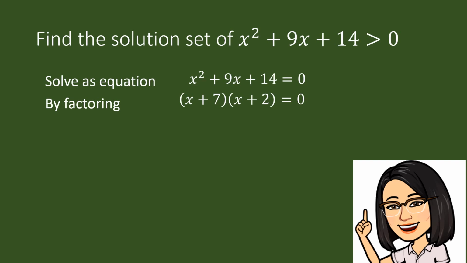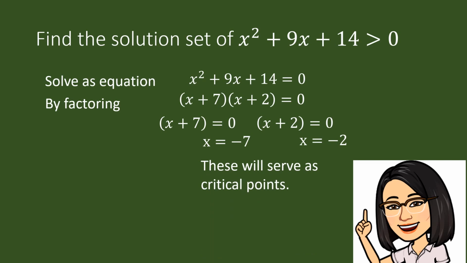Apply the zero product rule. x plus 7 is equal to 0 and x plus 2 is equal to 0. By addition property of equality, x equals negative 7 and x equals negative 2. So negative 7 and negative 2 will serve as the critical points.